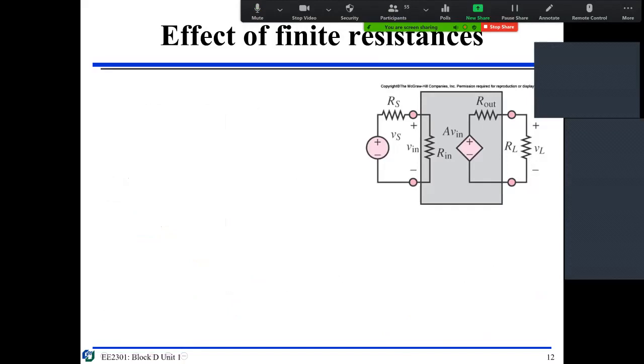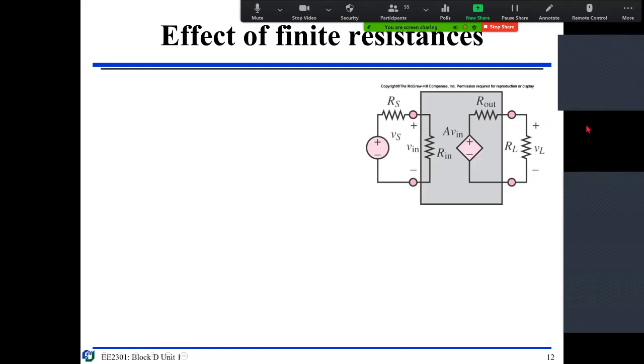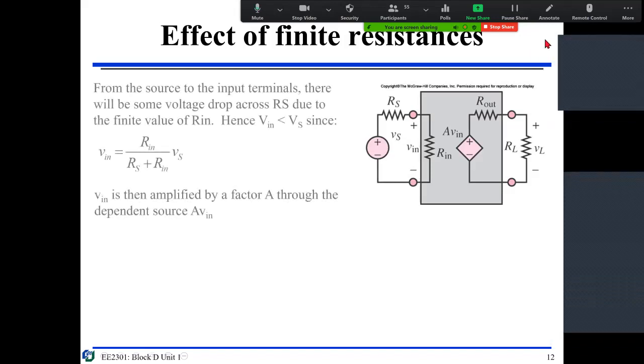Doesn't this create distortion in the signal? Yeah, that's what I'm going to say. So the answer is yes. So let's check. From this side, this is the voltage divider versus the VS. So this R in is a voltage divider of R and VS, V in. So this is no problem, right? This is simple.